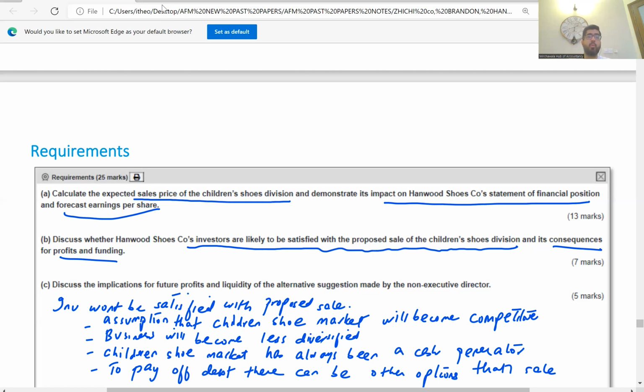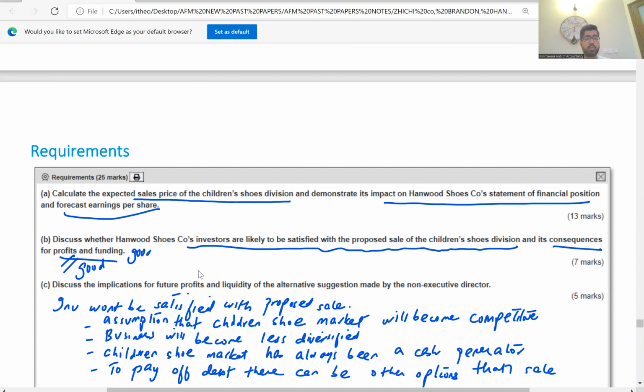What will be the impact on funding? Because it is asking, discuss whether Hanwood Shoes investors are likely to be satisfied with the proposed sale. I've told that they are not satisfied. Its consequences for profits and funding: consequences for profits seem good, because you are generating improved profits and higher EPS. That's a good consequence on profit.